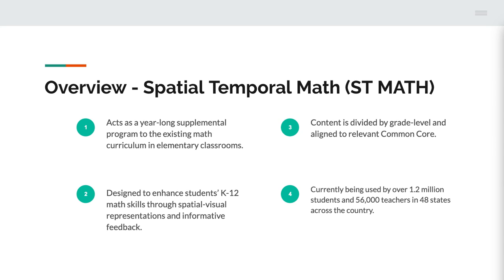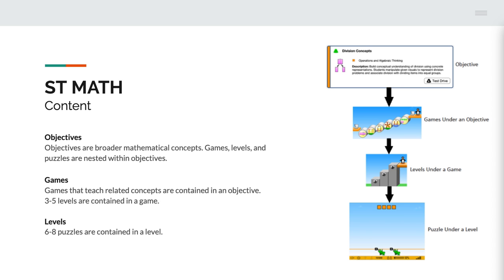Estimat is a curriculum-integrated math game that acts as a year-long supplemental program to the existing math curriculum in elementary classrooms. The game is designed to enhance students' K-12 math skills through spatial visual representation and informative feedback. Estimat content is divided by grade level and aligned to relevant Common Core. Estimat is currently being used by over 1.2 million students and 56,000 teachers in 48 states across the country.